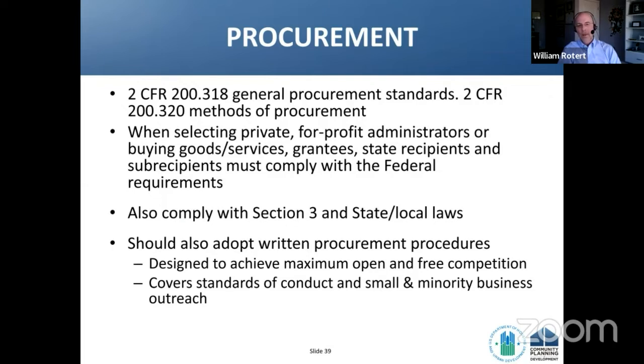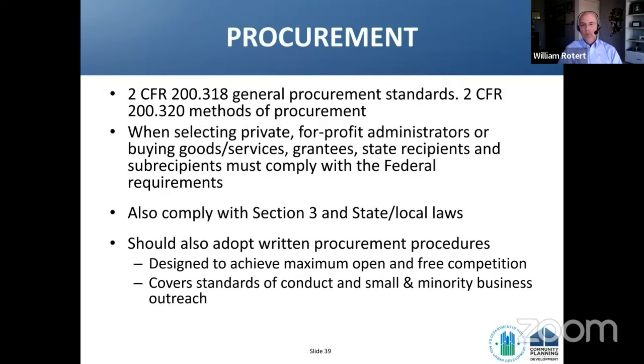Those requirements that ask you to do affirmative steps to reach out to project area residents and businesses to make them part of your program, as well as any state and local laws. So be aware that there are federal procurement requirements, but most of you also have to look over your shoulder and make sure that you're adhering to any state and local requirements related to procurement.